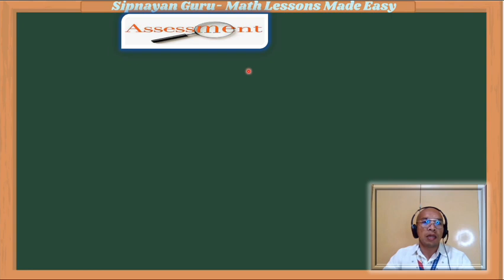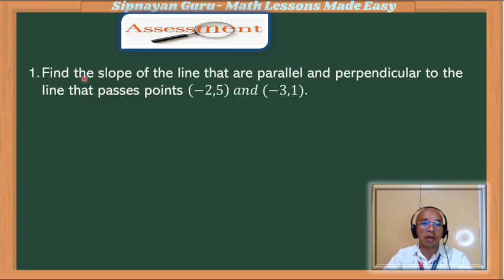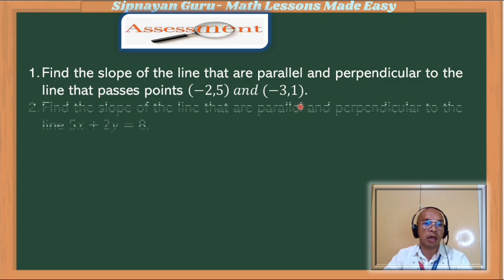Now after learning the lesson for today, it is your time to measure your understanding about the lesson. Write your answer in the comment section below. Question number 1, find the slope of the lines that are parallel and perpendicular to the line that passes through points (-2, 5) and (-3, 1).